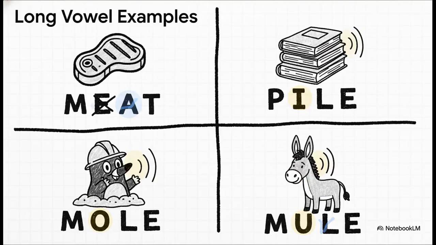And this rule works all over the place. Look at M-E-A-T. 2 vowels, E and A. The first one, E, says its name. The A is silent. M-E-T, meet. How about P-I-L-E? The I says its name, pile. M-O-L-E. The O says its name, mole. And M-U-L-E. You guessed it. The U says its name, mule. The pattern just holds up.